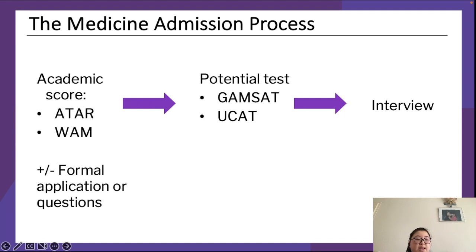Okay, so in terms of the potential test, there's the UCAT or the GAMSAT. So the UCAT used to be something called the UMAT, which was decades ago, but essentially both of them are looking at the potential.